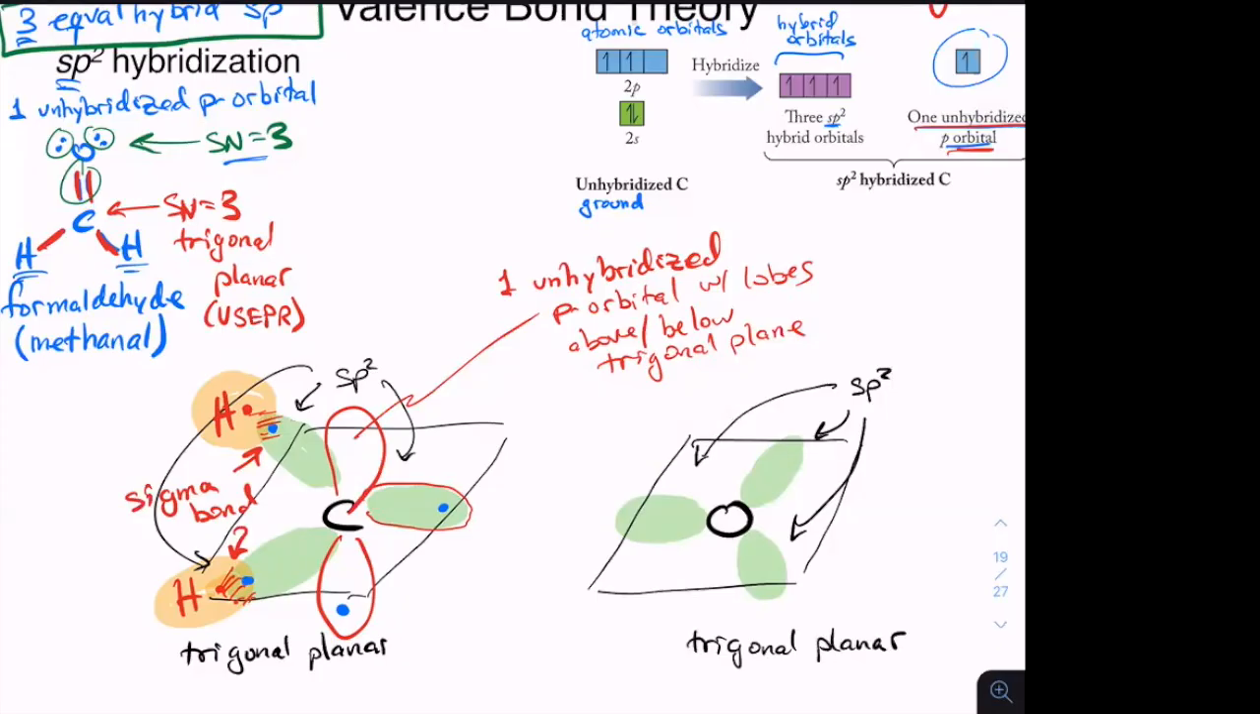Now, I should draw the unhybridized p orbital too. It's exactly the same, except one has oxygen as the central atom and the other one has carbon as the central atom. Now let's put the electrons in.